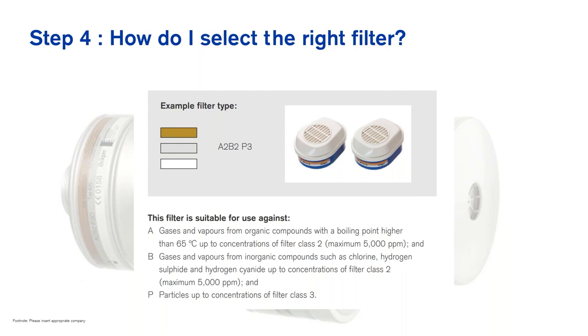An example for the filter types based on the color coding itself is A2B3. So this is suitable to filter gases and vapors for organic compounds with a boiling point higher than 65 degrees Celsius, up to a concentration of filter class 2, which is a maximum of 5000 ppm. And gas filters for inorganic compounds, which is the B, such as chlorine, hydrogen sulfide, and hydrogen cyanide, up to a concentration of class 2, which is also 5000 ppm. And particles up to a concentration of filter class 3.